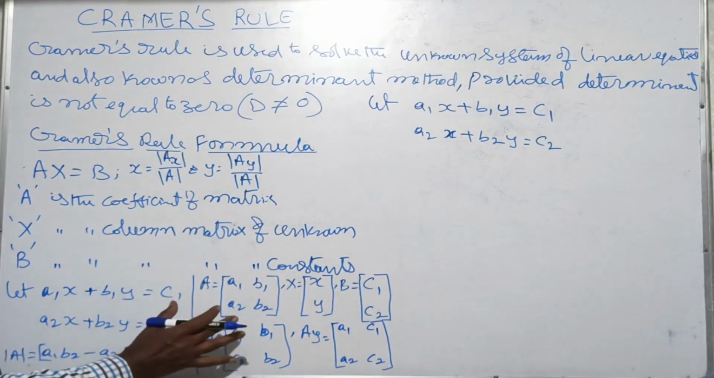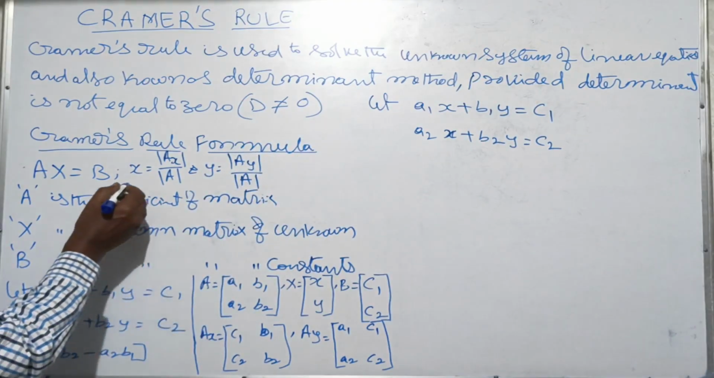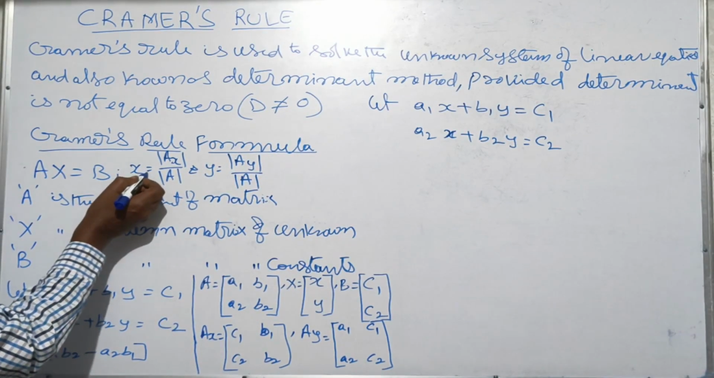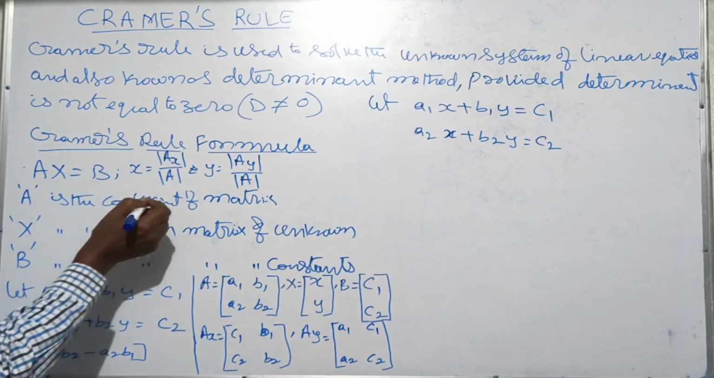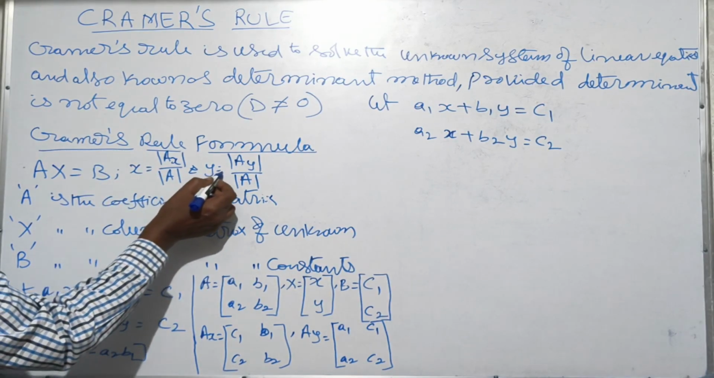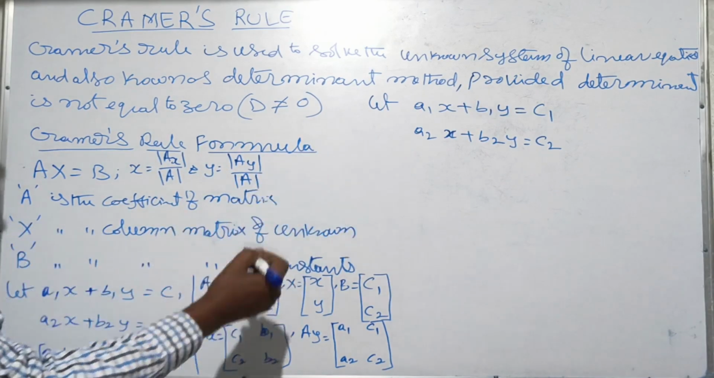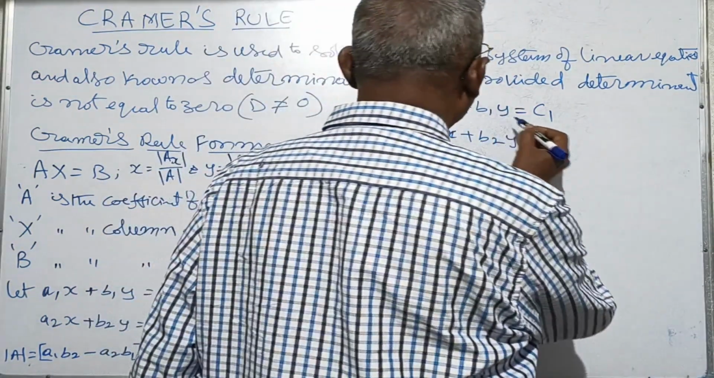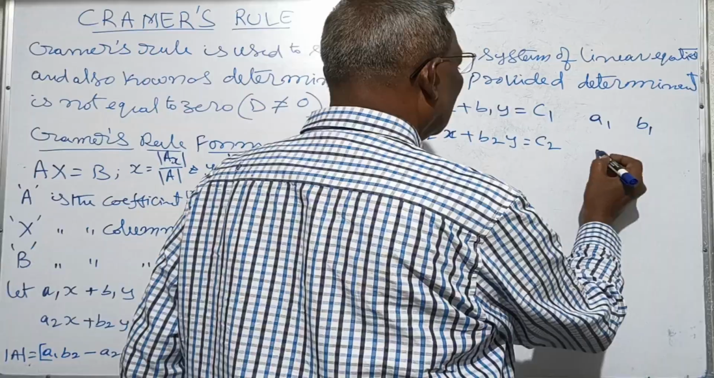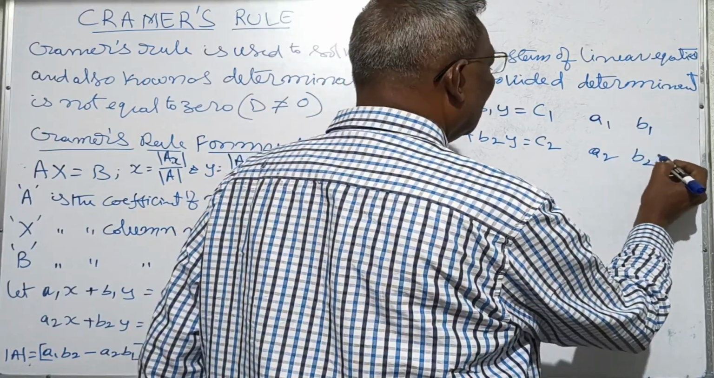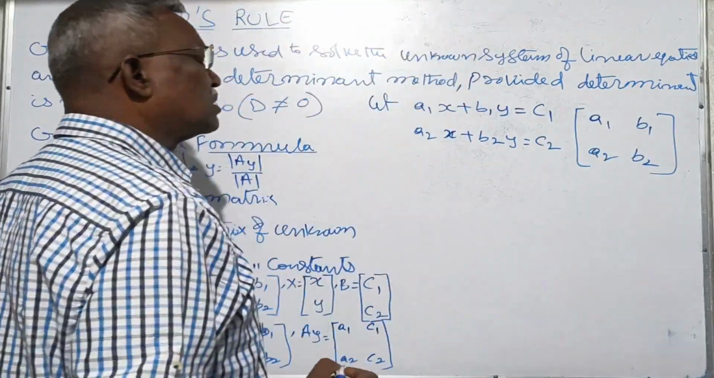With Cramer's rule, to solve for the x value and y value, x is equal to determinant of Ax by determinant of A, and y is equal to determinant of Ay by determinant of A, and so on. Next, we have the matrix a1, b1, a2, b2.